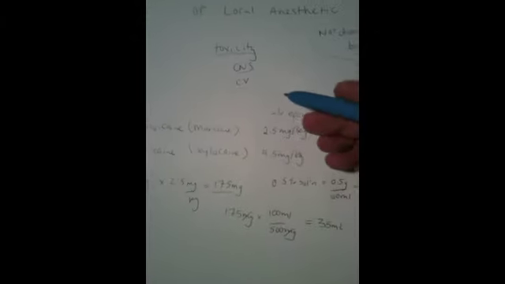We cross off our milligrams here. 175 times 100 divided by 500 is equal to 35. So we can fill up a syringe with up to 35 milliliters of our 0.5% Marcaine solution before we start worrying about our toxic levels.